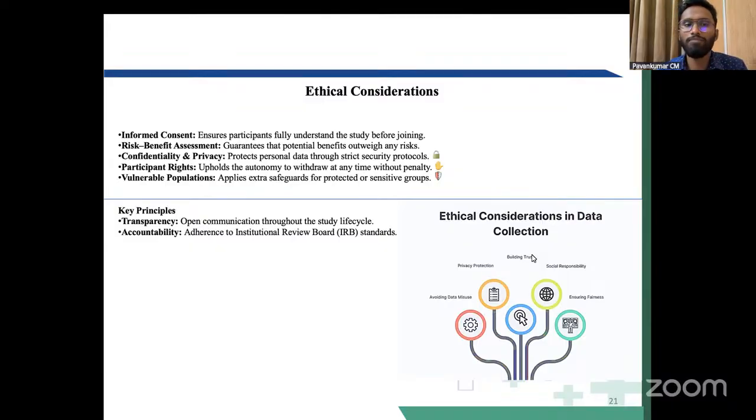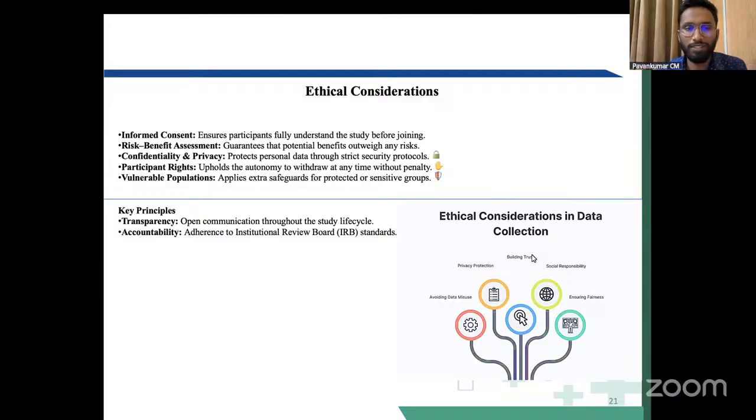And coming to the vulnerable population, it applies extra safeguards for protecting sensitive groups, because in clinical trials, up to phase 3, we only see disease-specific patients. We are not going to take patients with comorbid conditions or severe conditions. Once the drug is marketed, we are going to see vulnerable people. So the vulnerable population we also have to focus on in the protocol.